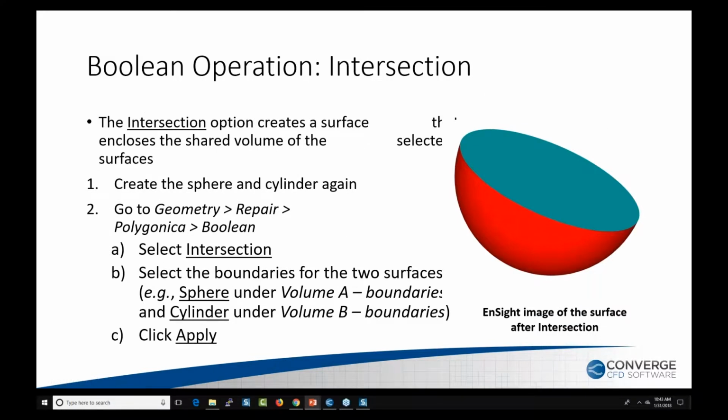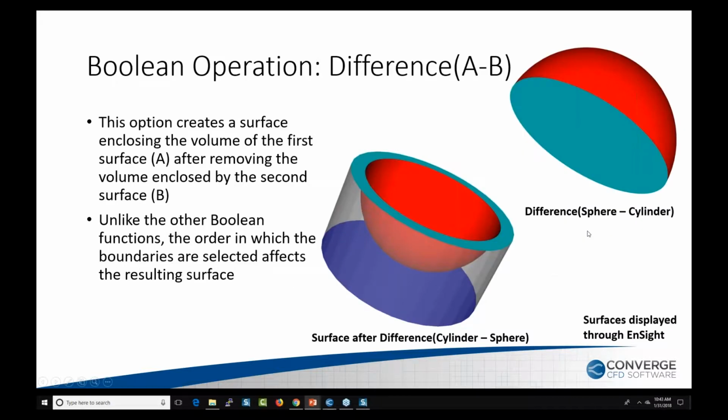If you do an intersection, it will preserve only say half of the sphere. If you do a difference, A minus B, depending on what surfaces we choose as A or B, it will create either this surface or this surface. So it will subtract B from A.